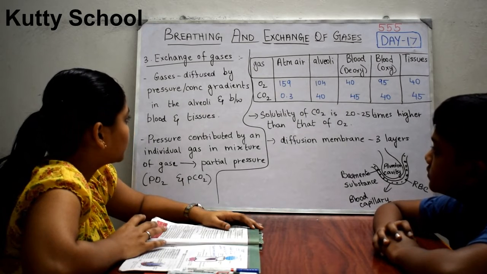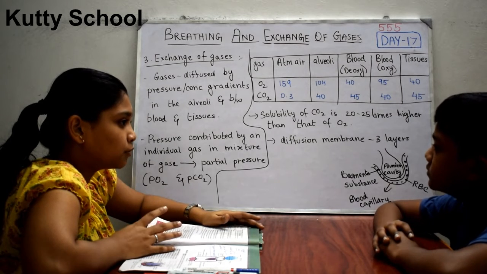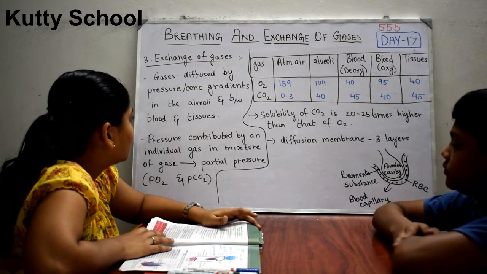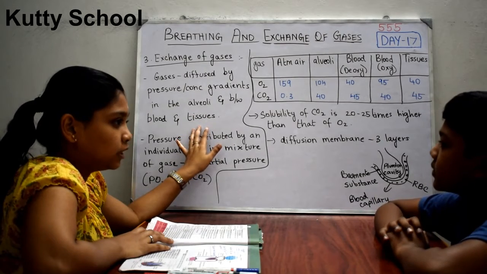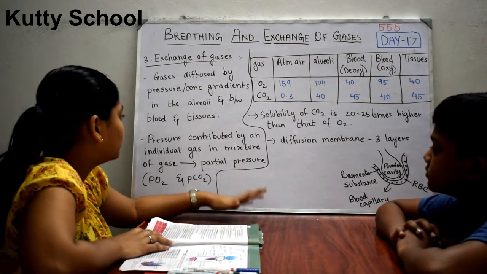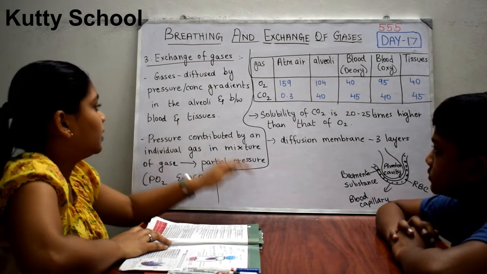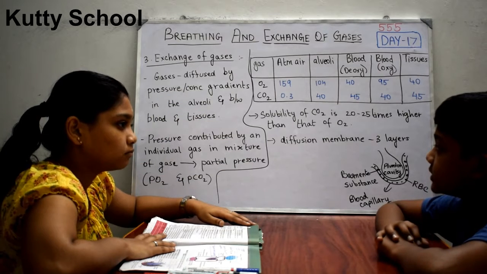With respect to pressure and concentration gradients, the gases are diffused from high pressure to low pressure and from high concentration to low concentration region. In the alveoli it diffuses, and between the blood and tissues it diffuses. So how can the pressure gradient be measured in gases?